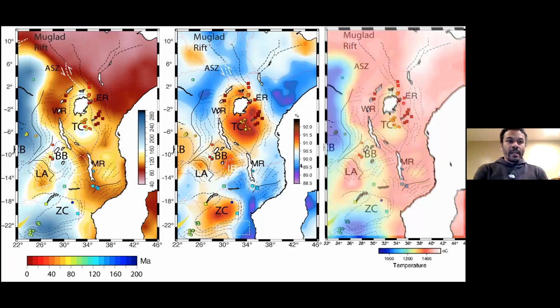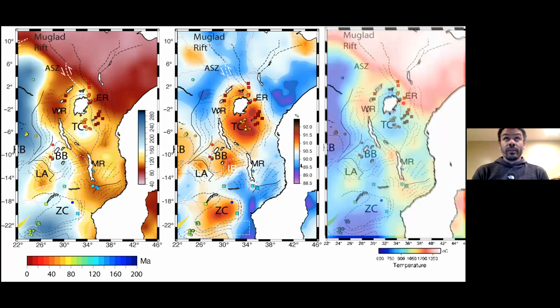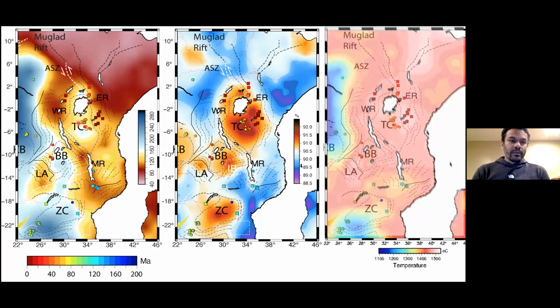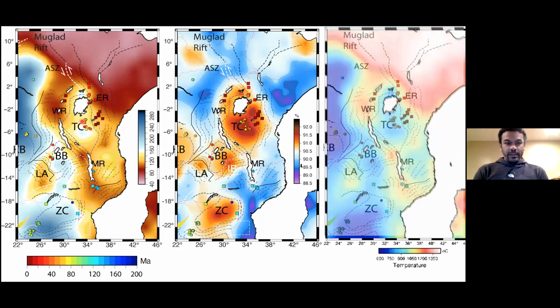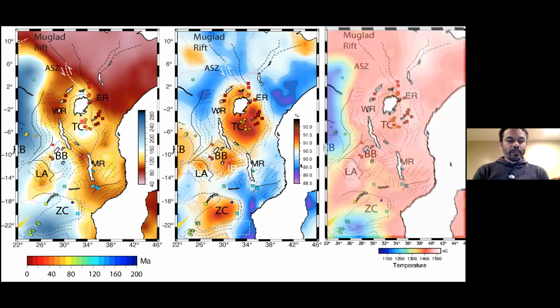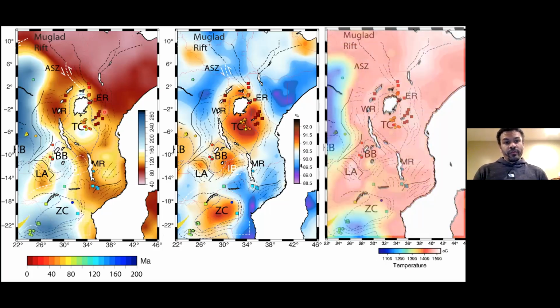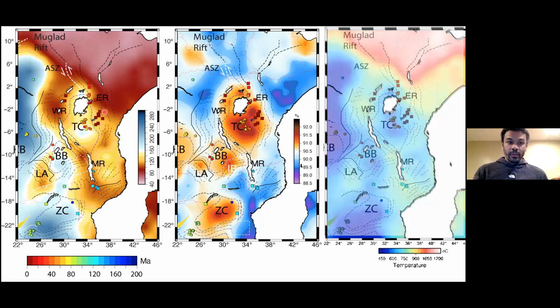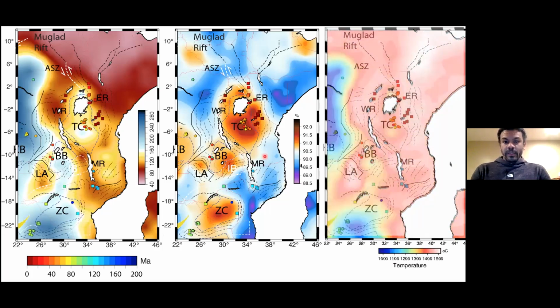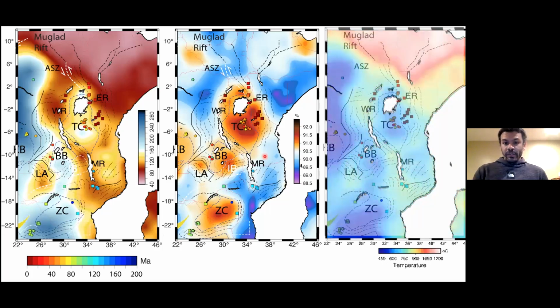On the left is the LAB depth defined by the isotherm 1250 degrees C, as I showed you before. The square and the circle there, color coded, are the kimberlitic volcanism and carbonatite volcanism. Just keep in mind that the kimberlitic volcanism is often associated with the presence of hotspots from mantle plume. In the middle, we have the magnesium number, which gives you information about the depletion of the mantle.